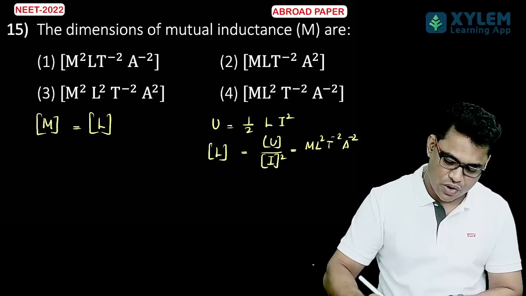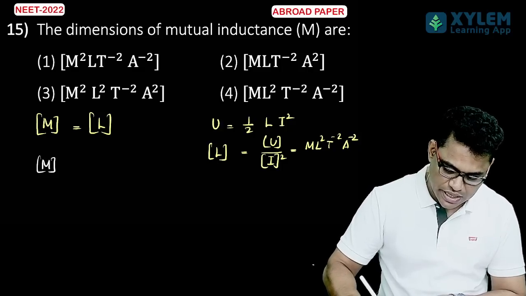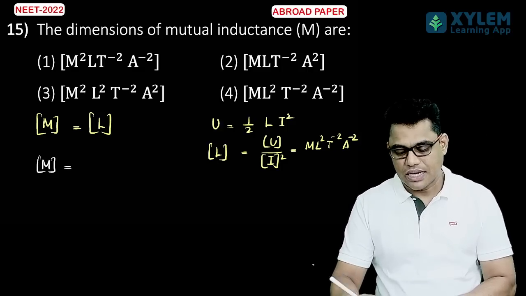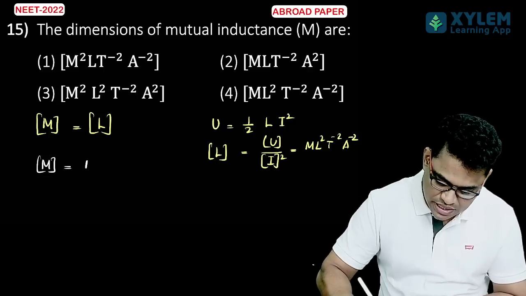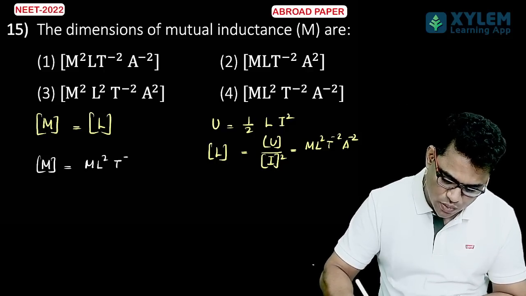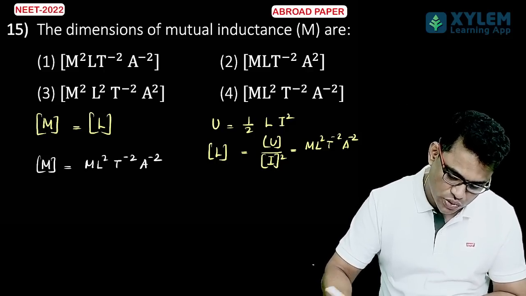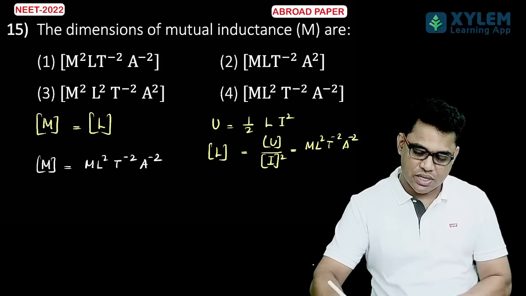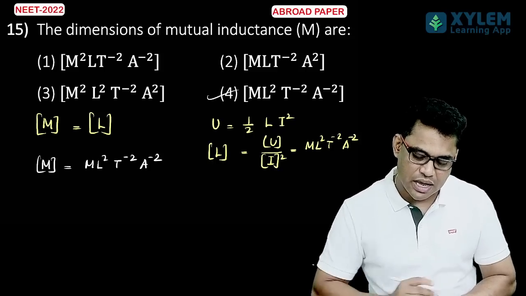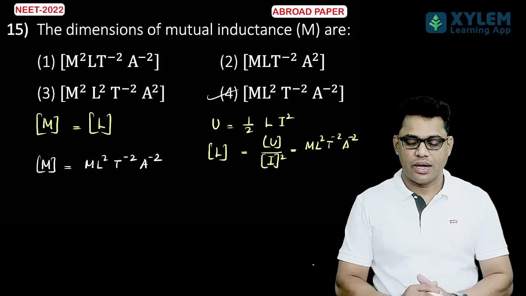So, what is the dimension of mutual inductance? Mutual inductance has the same dimension as that of self-inductance, which is M L square T raised to minus 2 A raised to minus 2. Is there such an answer? Here is the answer. Isn't it there? Here is the answer. M L square T raised to minus 2 A raised to minus 2.